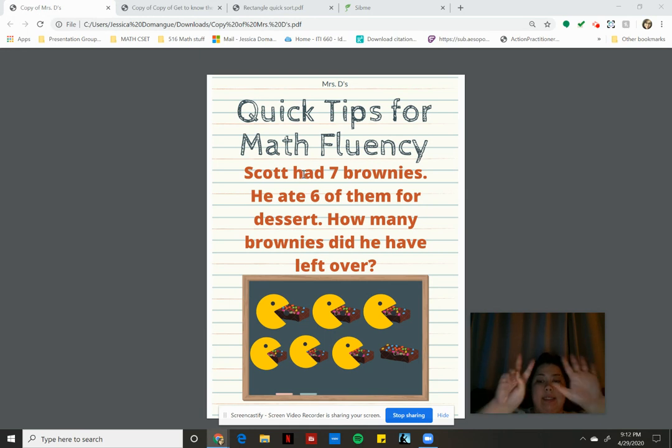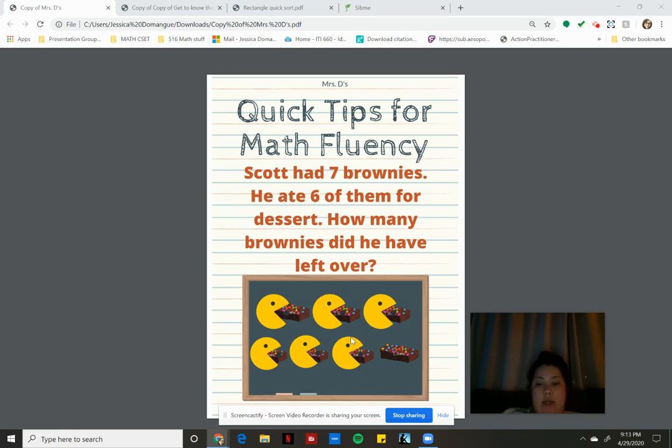Scott had 7 brownies. He ate 6 of them. 1, 2, 3, 4, 5, 6. Okay? So that means we're trying to figure out how many did he have left over after he ate 6 of the brownies. So you can look at my picture here and see that I started out with 7 brownies in my whiteboard, and then I have my little Pac-Man face, and he is going to eat 6 of them.